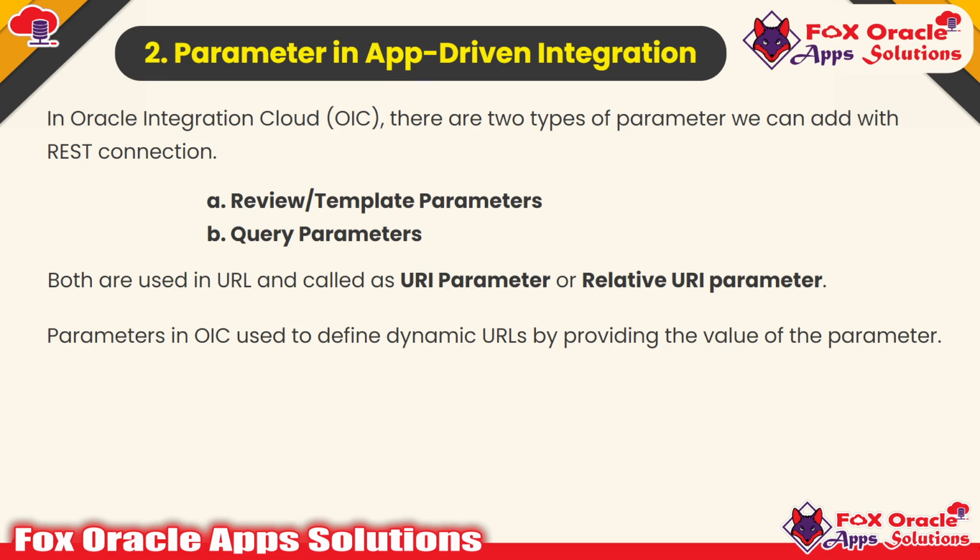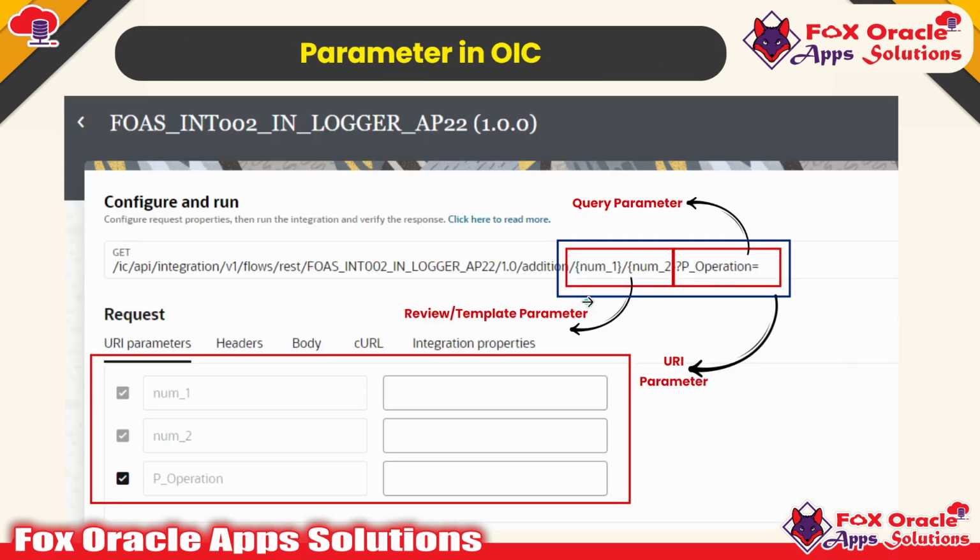So we will see what the differences between both are. Both parameters are used in integrations to provide runtime values, and by using these parameters, we can generate a runtime URL for that specific integration or the REST endpoint. So that's what we are going to cover. Let's first talk about the review parameters.